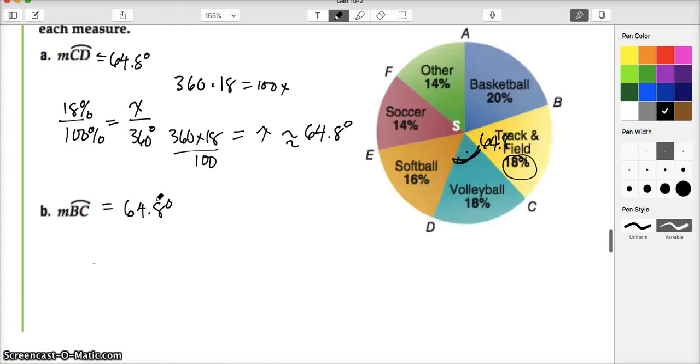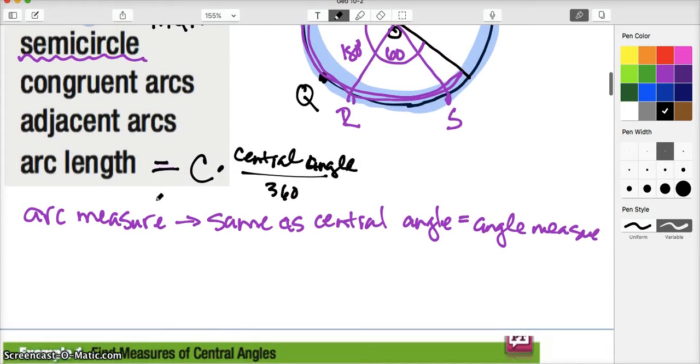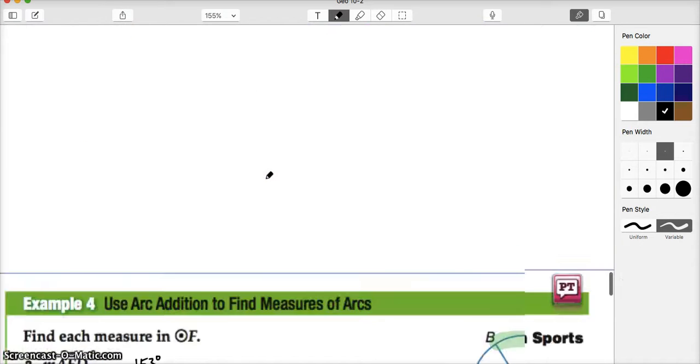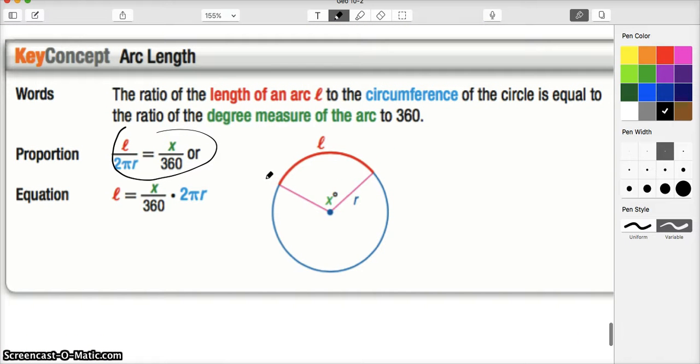Remember the last video where I struggled to give you the formal definition of the arc length? I said it would be the circumference times the central angle over 360. Notice that this is really saying the same thing: the circumference times the central angle over 360.